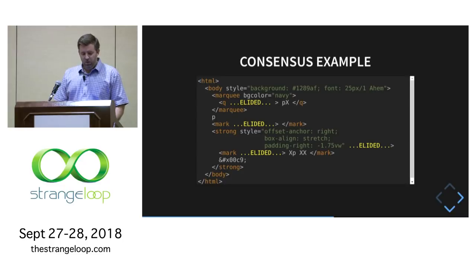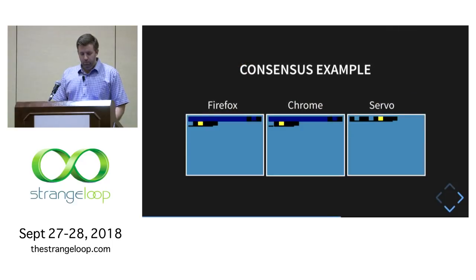This is an indented test case that was generated by the system. And here are screenshots of that test case rendered in 3 different browsers. It's pretty clear just from visual inspection that Servo, by the way, is a new browser under development by Mozilla, is different from the others. It's not immediately clear, though, whether Chrome and Firefox are different.